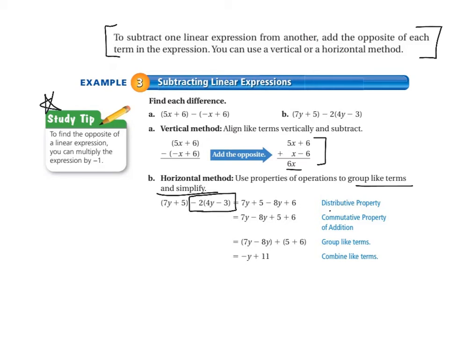And then we use the commutative property of addition to put the like terms together. So we have 7y minus 8y plus 5 plus 6. And we group the like terms, and then we combine them. So we end up with negative y plus 11.